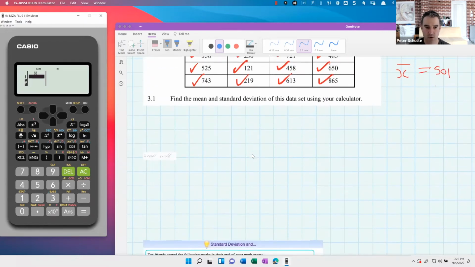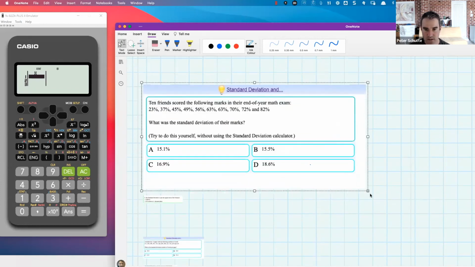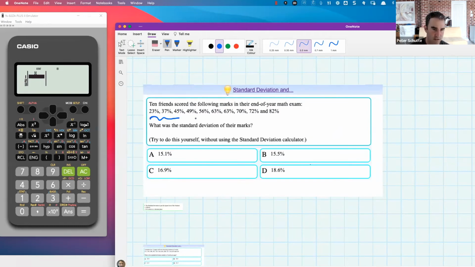So let's do that. I'm going to give you this multiple choice question, and you need to use your calculator to figure out the answer. It says here, 10 friends scored the following marks in their end of year exam. You need to put these data points into your calculator, 23, 37, 45, and so on, and then work out the standard deviation, and then choose the option that you think is correct. And I will let you go ahead. For those who need me to do another example, watch me as I do this now.